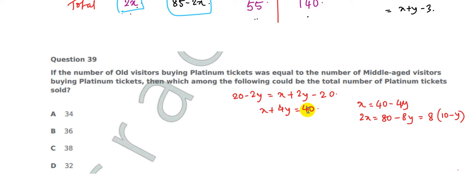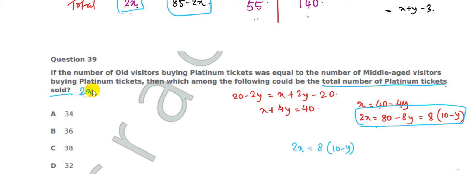This is not only mathematics, right? So this is logical reasoning. So if the number of old visitors buying platinum tickets was equal to the number of middle-aged visitors buying platinum tickets, then this is what we come up with. So 2x is 8 into 10 minus y, and this is the total number of platinum tickets sold. This is 2x, and your options are 34, 36, 38, 32. Which of these would be your answer and why?